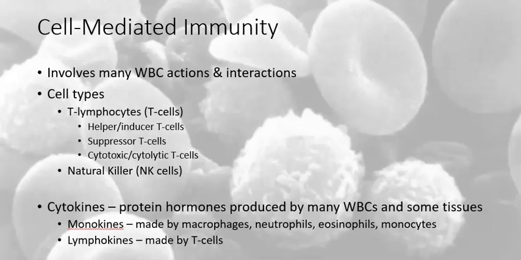So cytokines, we keep hearing about cytokines. What are they? They are small protein hormones produced by many white blood cells and some other tissues. They are produced by cell-mediated immunity, regulating the immune system. You have monokines, which are made by macrophages, neutrophils, eosinophils, and monocytes. You have lymphokines, which are made by the T cells.